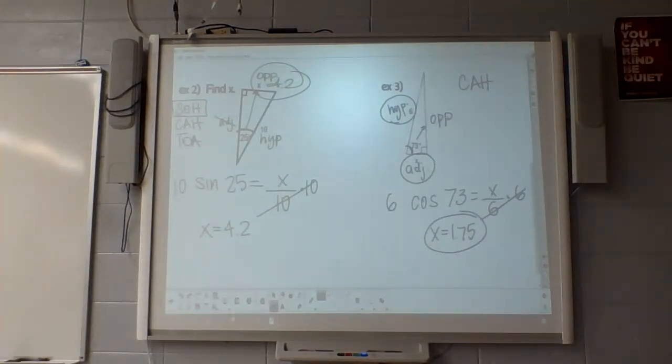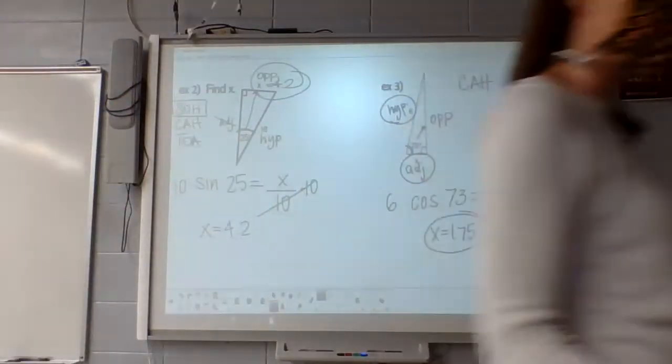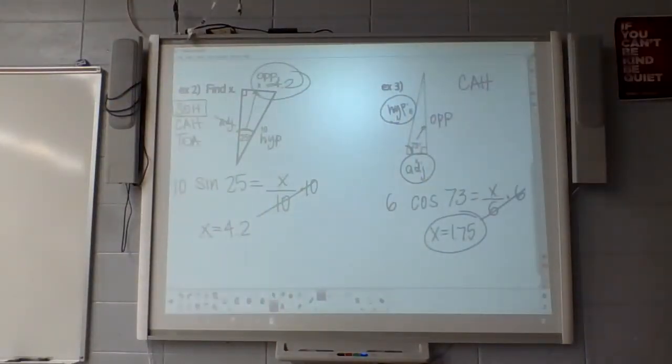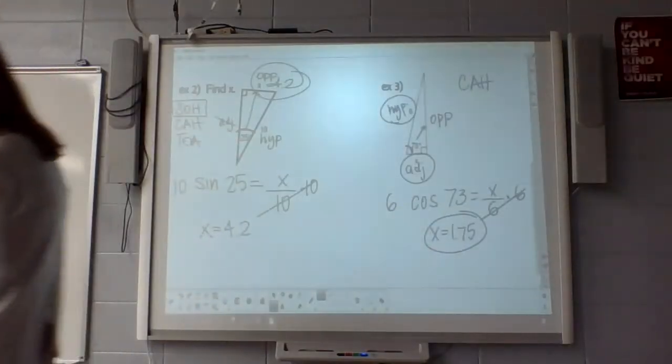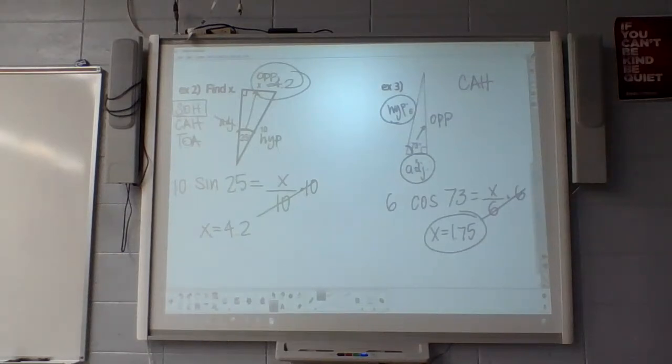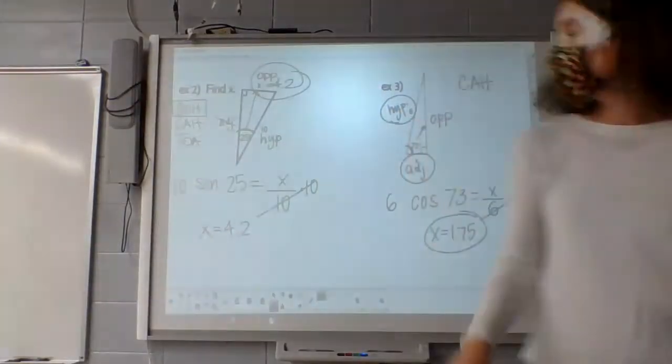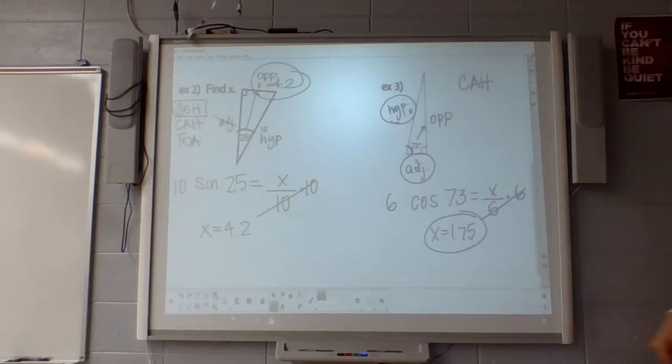Alright, so if you guys want to flip the page over, I'm going to show you what happens when we get a problem like we were talking about yesterday, where our variable's in the denominator and we don't really know what to do with it. We should be able to actually solve that and figure it out. So if you can flip the page over, we'll do example 4, and then we'll do a Kahoot once I find the one I was going to use. I don't know what I saved it as, so I'll have to find it.